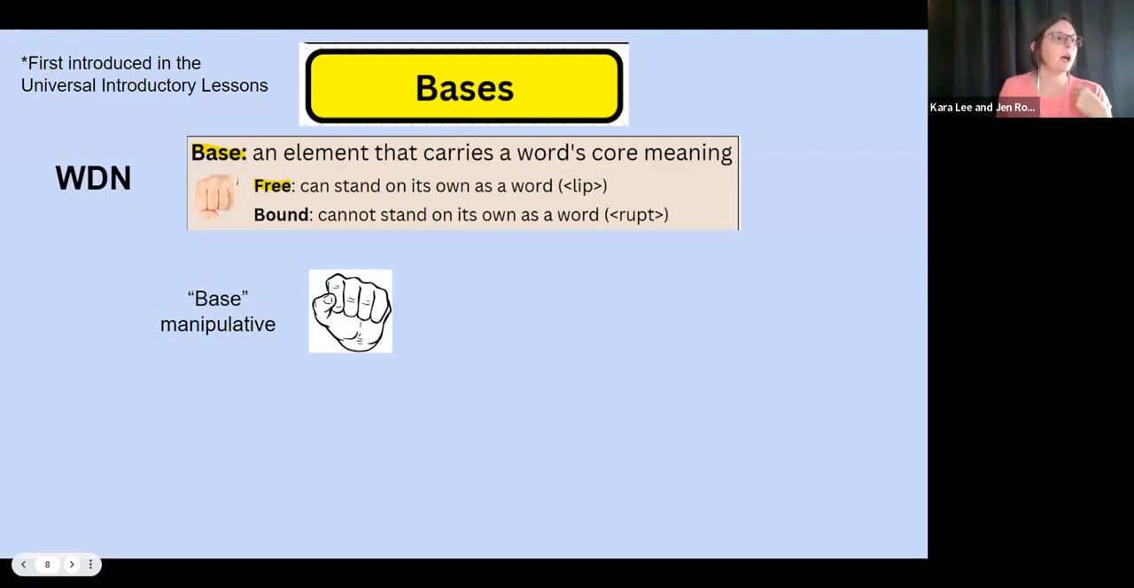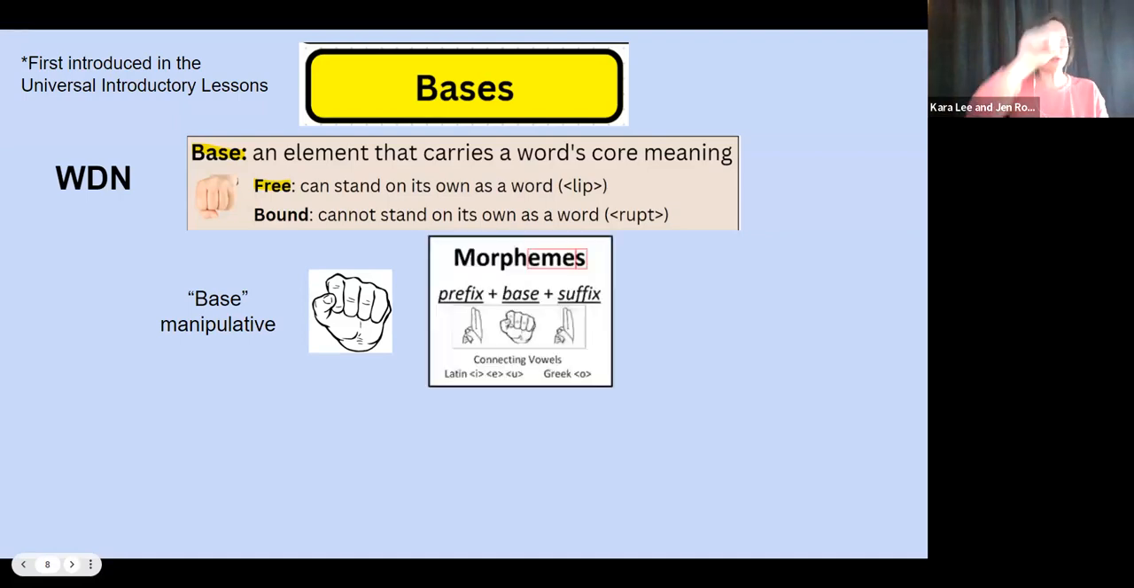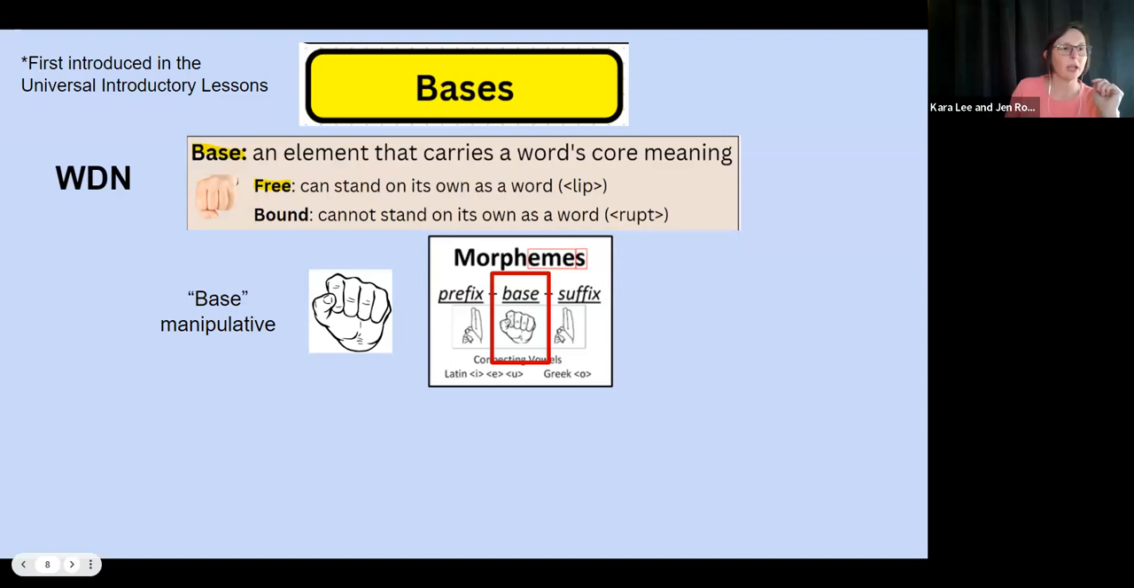Okay. The manipulative you have for base is actually a blue square. It's a blue square, but also, of course, as long as you've got a hand, you also got a fist, right? You also have this concept card that talks about morphemes. There's base right in the middle. You're not teaching everything about this concept card all at once. You're just going to teach about a base first.